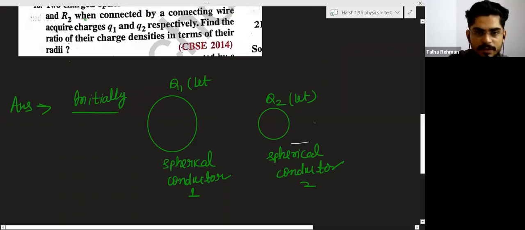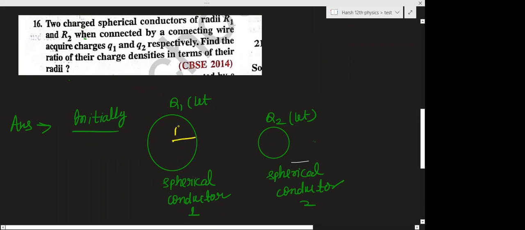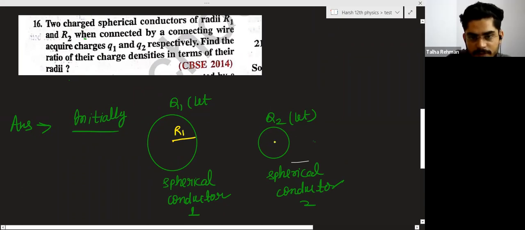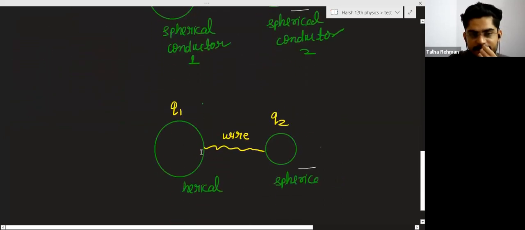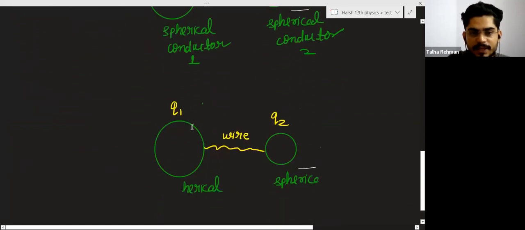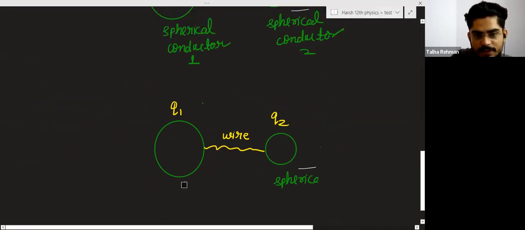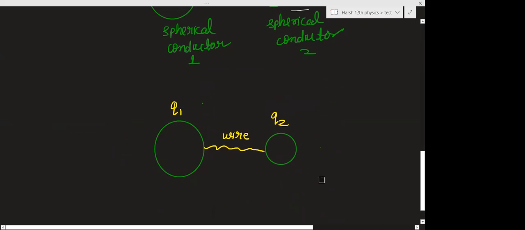So this is the question. Two charged spherical conductors of radii r1 and r2 when connected via a wire. This spherical conductor has radius r1, and this has radius r2. After they are connected with wire, sphere 1 has the charge q1 now, and sphere 2 has the charge q2 now. Very simple.